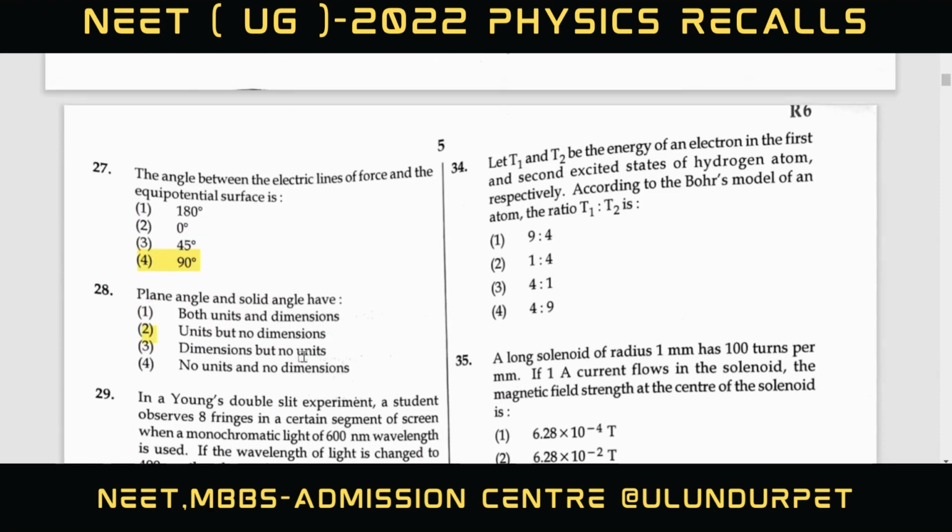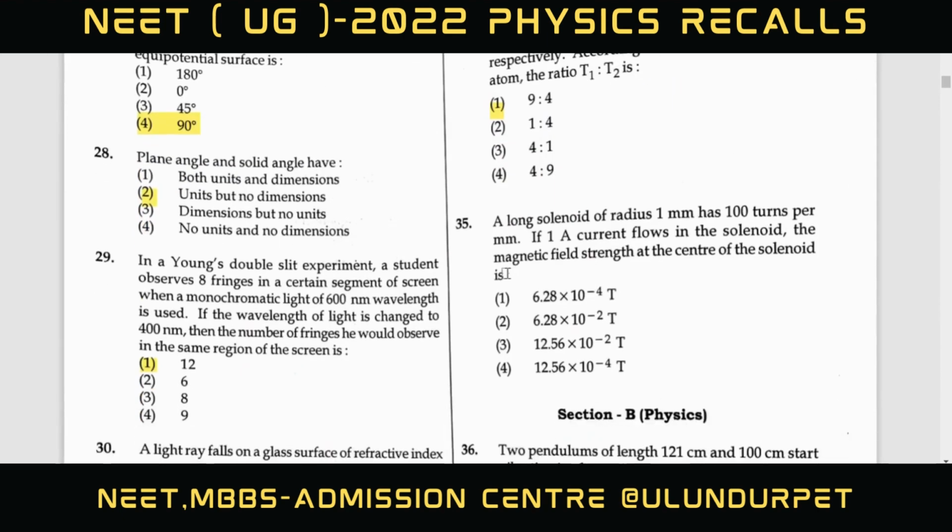34. Let T1 and T2 be the energy of the electron in the first and second excited states of the hydrogen atom respectively. According to the Bohr model of an atom, the ratio T1 to T2 is? The answer is option 1. 35. A long solenoid of radius 1 mm has 100 turns per mm. If 1 ampere current flows in the solenoid, the magnetic field strength at the center of the solenoid is? The answer is option 3.